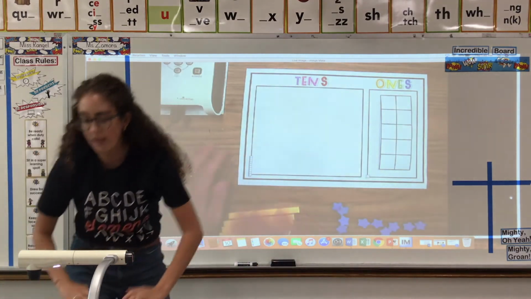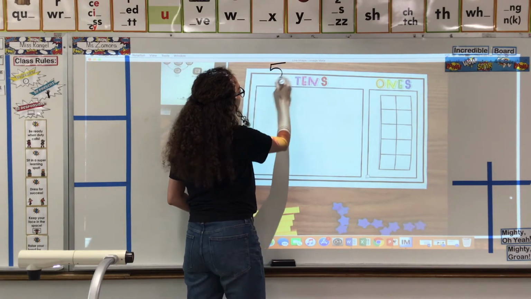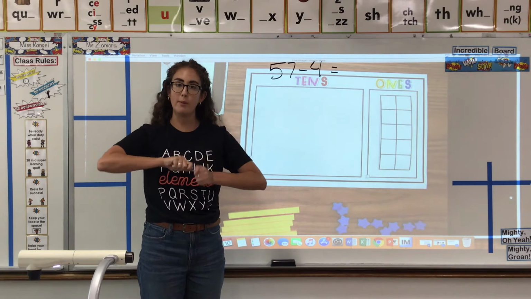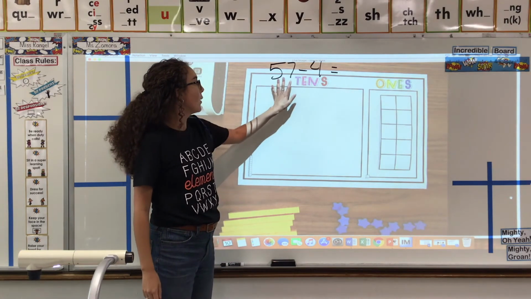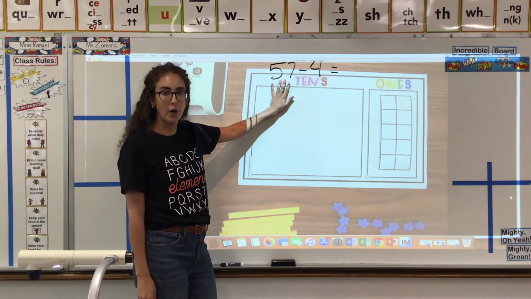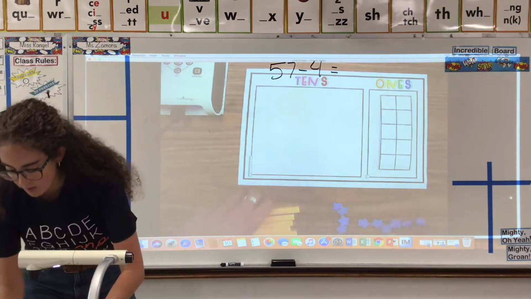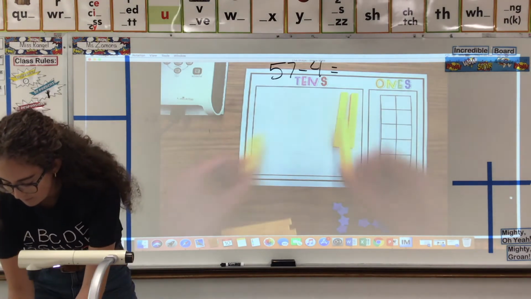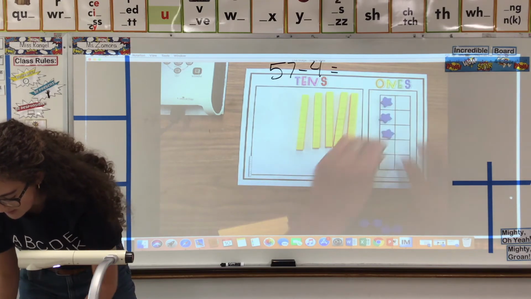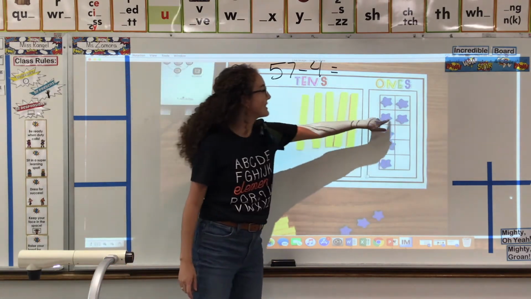Okay, what about this problem? Doing subtraction. 57 minus 4. That's our first problem. So we're reading from left to right. Let's show 57 on our place value chart. 5 tenths, 7. Here we go. Okay, I've got my 5 tenths. I'm going to show the 7. Awesome. There we go. 5 tenths, 7.